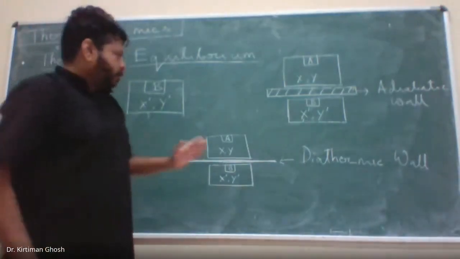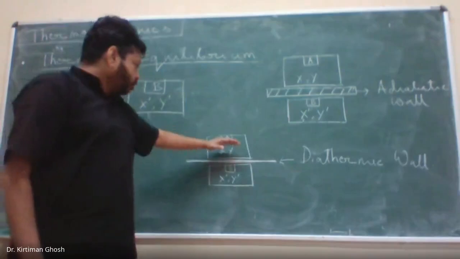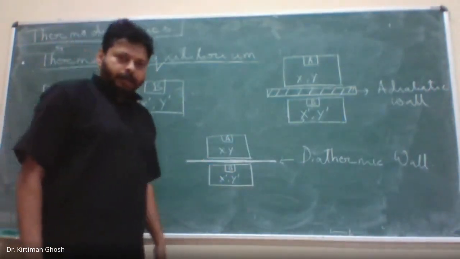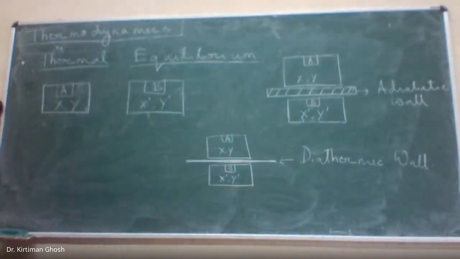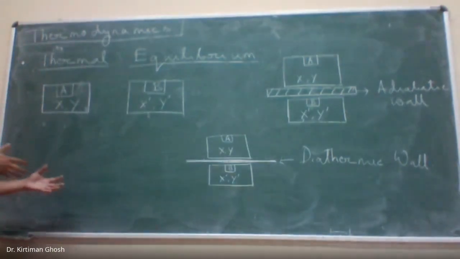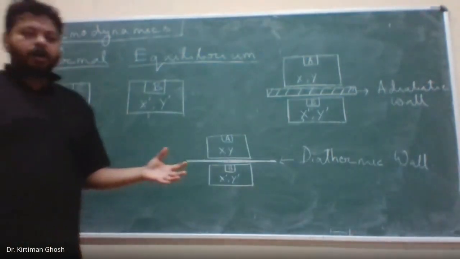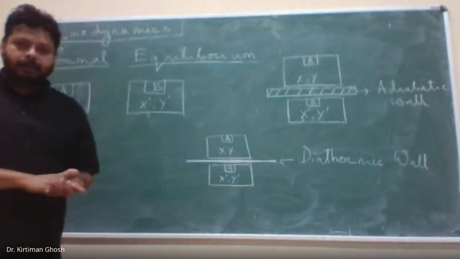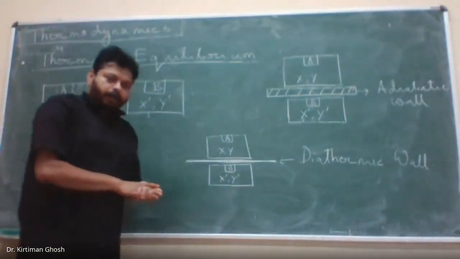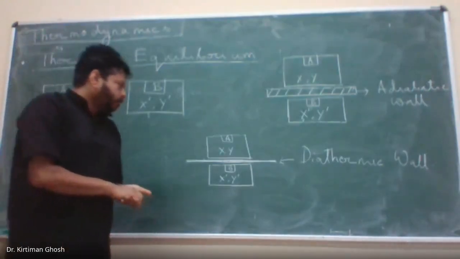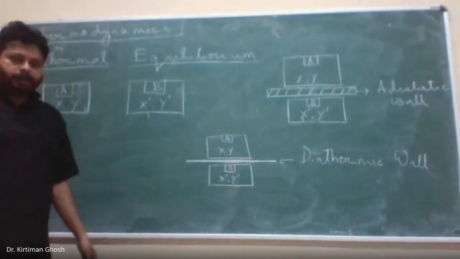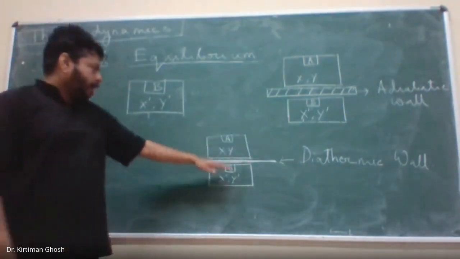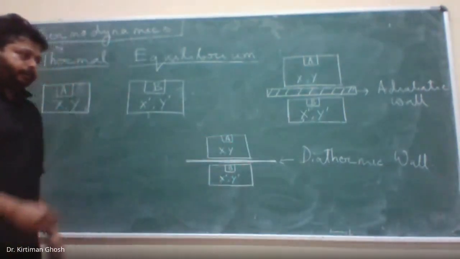And what is the diathermic wall? A diathermic wall is a wall which allows thermal interaction between system A and system B. A similar example: you have some hot metallic block and you have some cold metallic block. You place them together through another metal. Metal is a good conductor, you know that. So the metal will allow thermal interaction between these two systems. This is the definition of a diathermic wall, so that thermal interaction between A and B occurs.